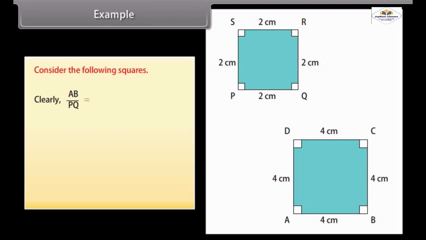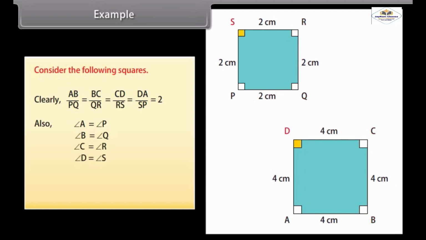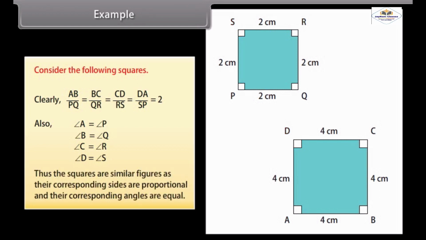Example. Consider the following squares. Clearly, AB upon PQ equals BC upon QR, which equals CD upon RS, equals DA upon SP, which is equal to 2. Also, angle A equals angle P, angle B equals angle Q, angle C equals angle R, angle D equals angle S. Thus, the squares are similar figures as their corresponding sides are proportional and their corresponding angles are equal.